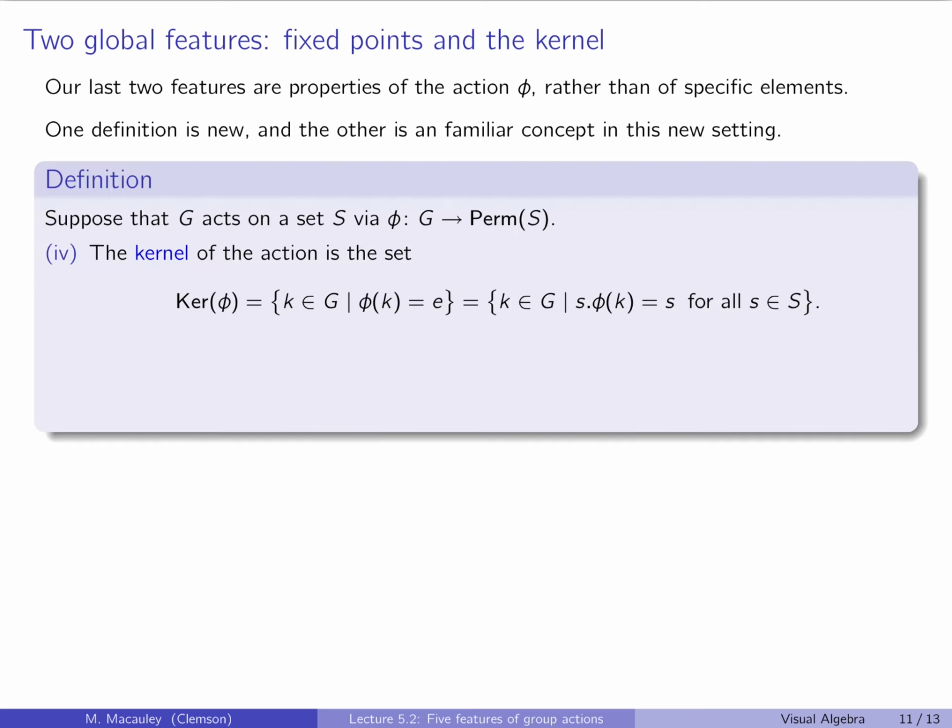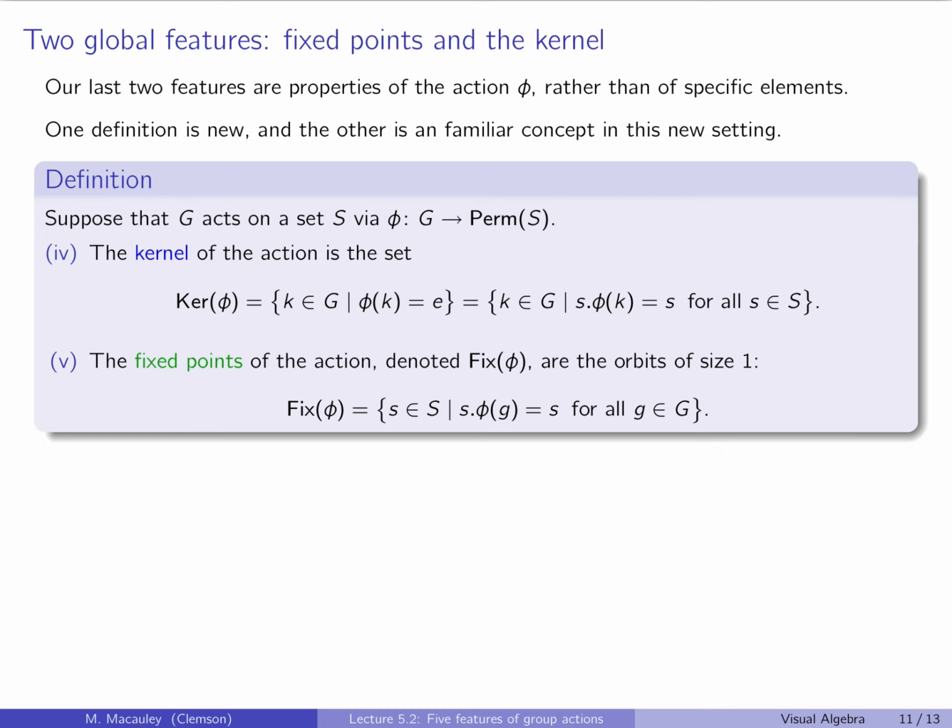Suppose that G acts on a set via a homomorphism phi from G to the set of permutations. Well, since this is a homomorphism, it has a kernel. The kernel of the action is just the kernel of the homomorphism. One reason why I like the homomorphism definition better than the one that we saw at the end of the first lecture, which is G cross S to S with certain properties. And the kernel of the action is the set of all elements in the group that map to the identity permutation, which we can write as the set of elements K in the group such that S dot phi of K equals S for all elements S in the set. Either of those is fine.